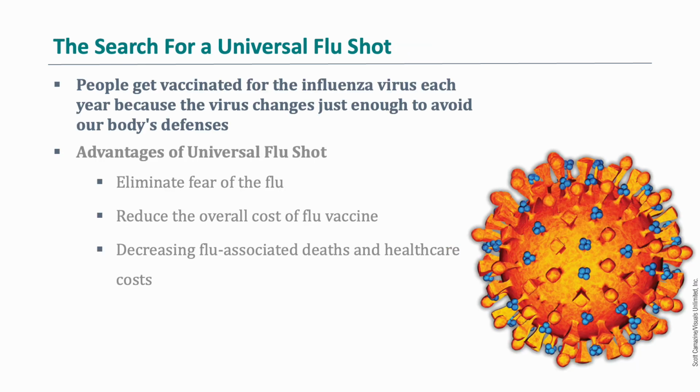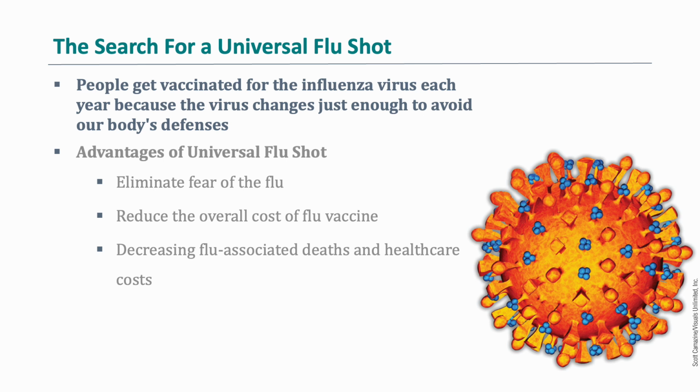Lastly, we have the search for a universal flu shot. Each year we get vaccinated against the influenza virus because the virus can change or mutate just enough to evade our body's immune defenses. This constant change makes it necessary to update the flu vaccine annually to ensure its effectiveness against the current strain.